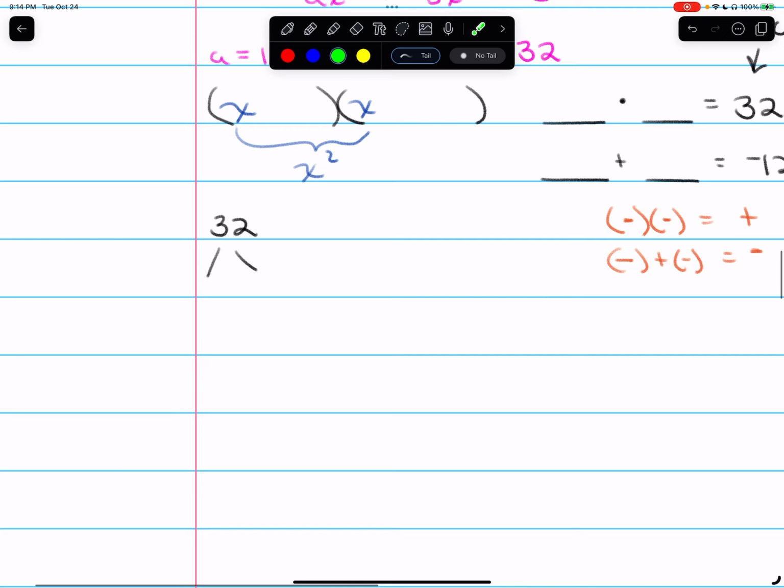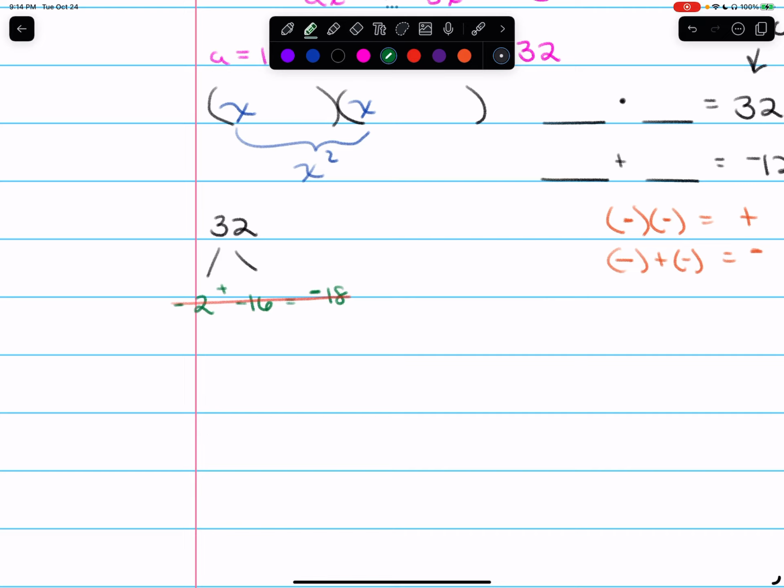So let's take a look at 32 factors. What two numbers multiply to equal 32? Well, let's try 2 and 16. Remember, both signs have to be the same in order to multiply to be a positive, but we need them to be negative so that when we add them, we get a negative number. This comes out to be negative 18 when you add them. That's not what we want, so we're going to strike through that one.